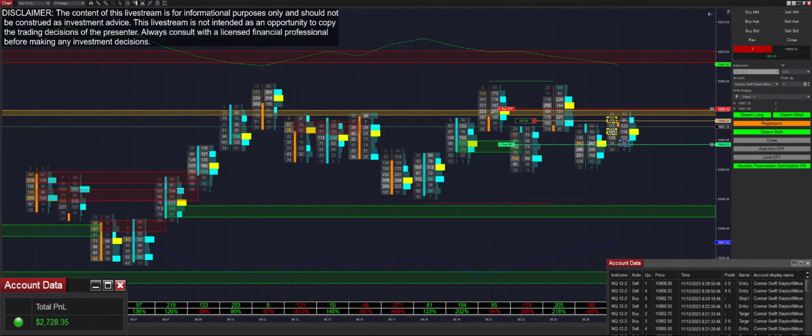Finally got filled here short. It'd be super nice if we could win this trade here. May not be in our favor though. There we go. Okay, awesome. There's a win. I'll take it.